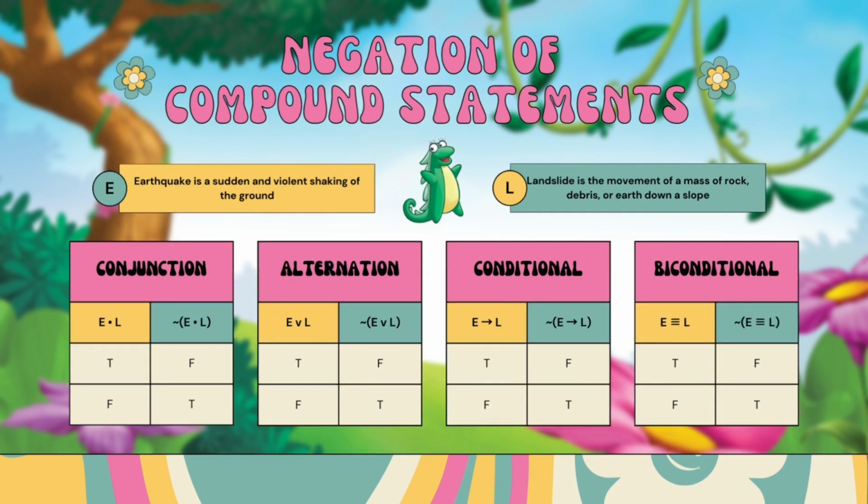The denial of a compound statement with its truth tables are represented as first for conjunction, second for alternation, third for conditional, and lastly for biconditional. It can be observed that when the compound statement is true, then its negation is false, and vice versa. That concludes Module 3. If you understand the discussion, say, argument.